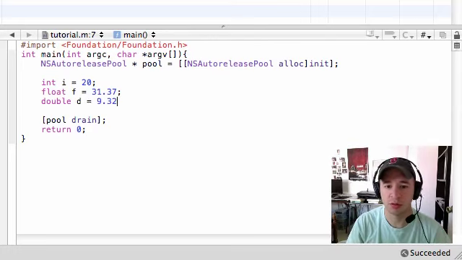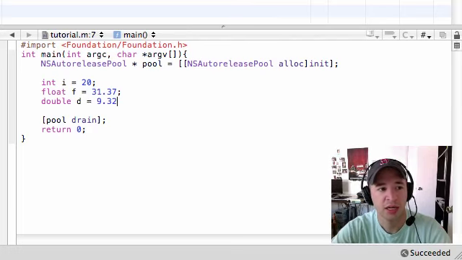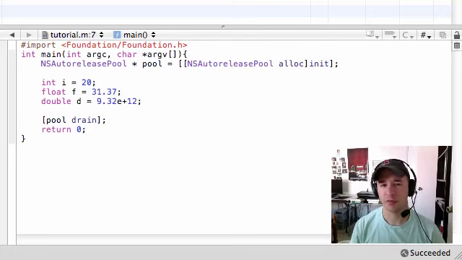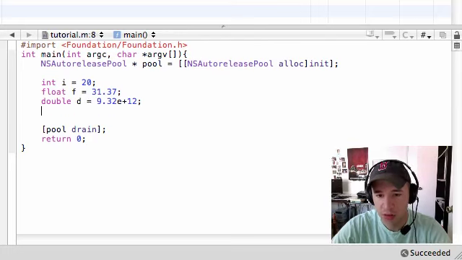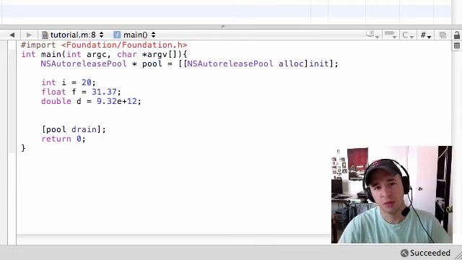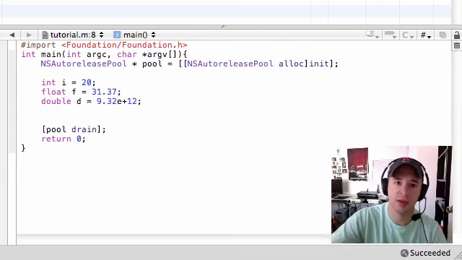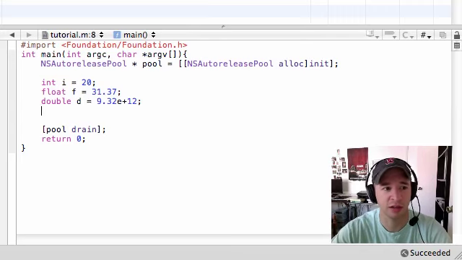9.32. And since this double can store huge numbers, I figure it would be a good time to tell you guys about exponents. Anytime you want to write an exponent like 10 to the 12th power, you put e, which stands for exponent, and then put plus 12. Remember from scientific notation, you can put like 10 to the negative 8th power, and that's why you put plus 12, because it's positive 12th power. So now this is like 9.32, and move the decimal point over to the right 12 spaces. And you can also put negative and make it a really small number. But anyways, like I said, don't even worry about doubles for now. We use them very rarely.